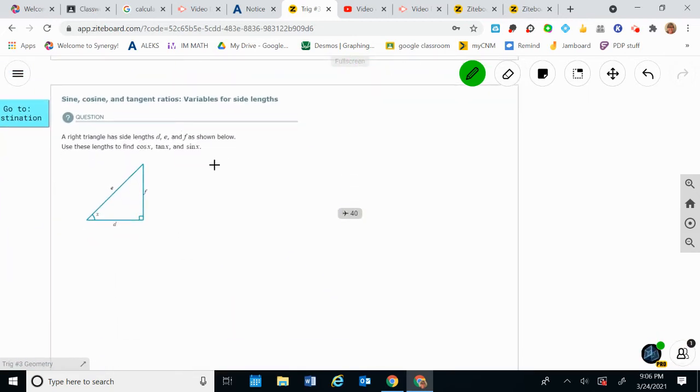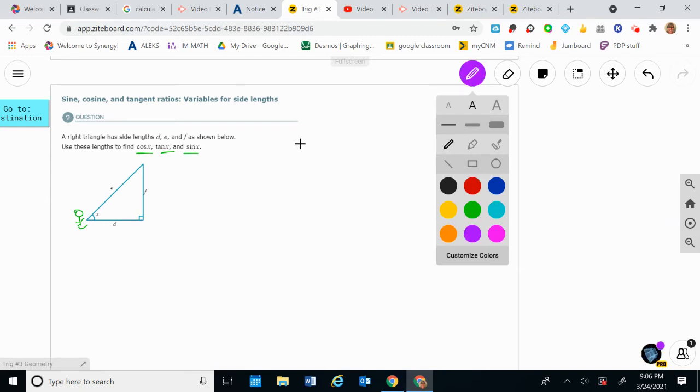All right. Now they're going to put variables. So you're going to have to just kind of deal with this in the sense that F is saying how long this side is, D is how long this side is, and E is how long this side is. X is where we are standing because it says find the cosine X, tangent X, and sine X. So ready? Here we go.